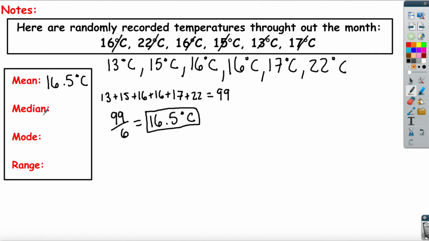Okay, the median. Median is your middle value. We have them in numerical order, which is step 1. So step 2 is finding out where the middle is. So what some people like to do is they like to cross out one on each side until they get to the middle. So let's do that.